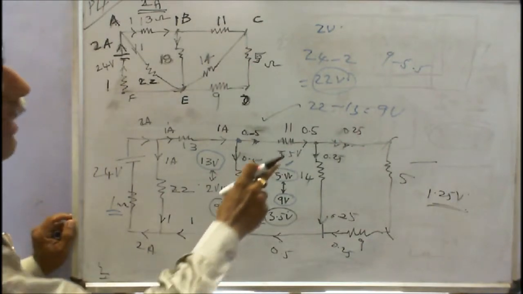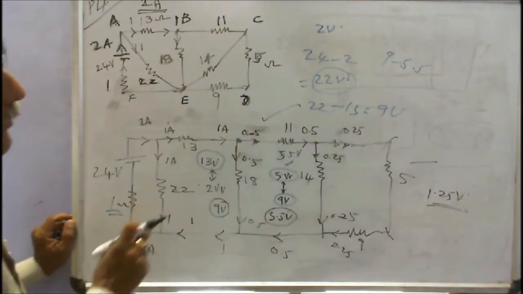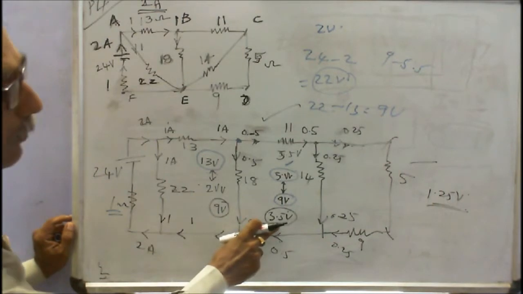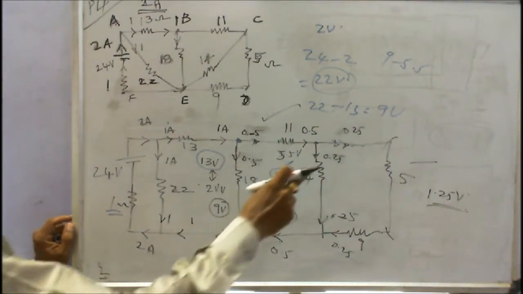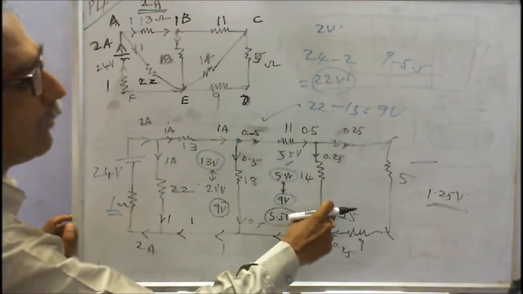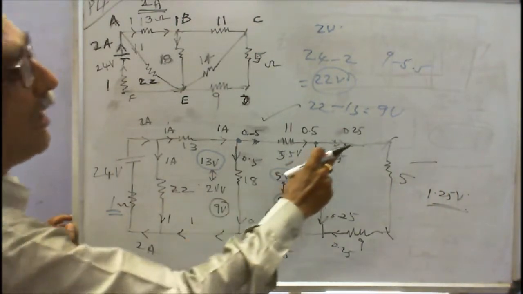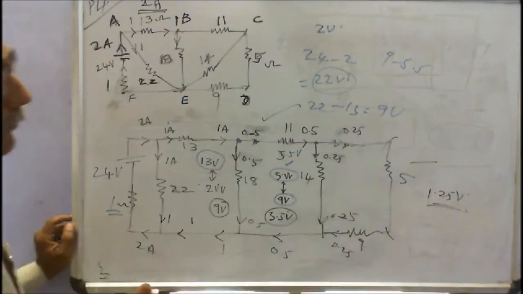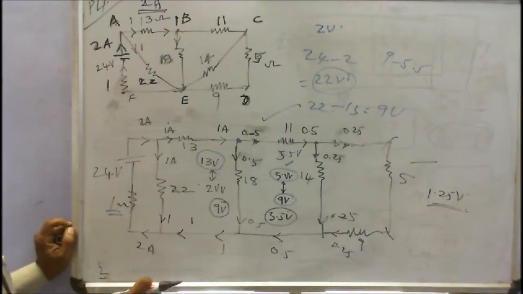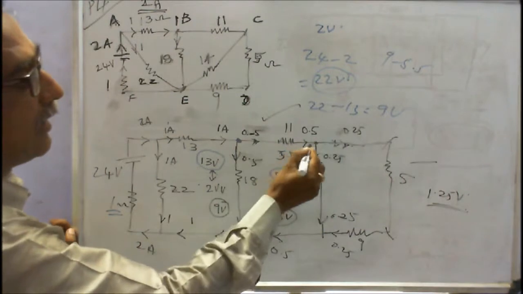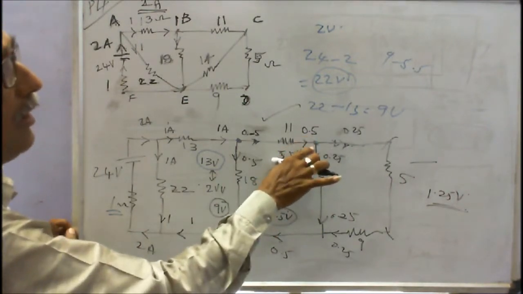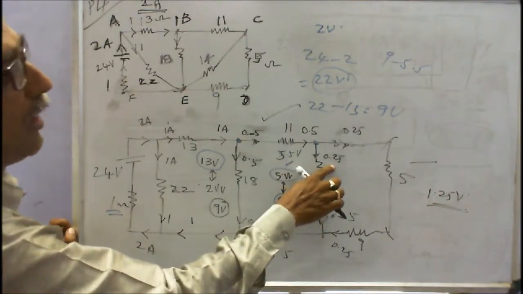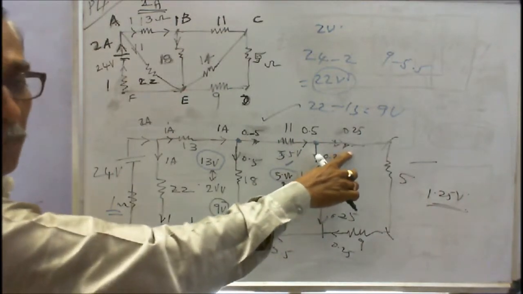Okay, here the current is 0.5. Therefore 3.5 divided by 14, you will get 0.25. This 0.25 goes in the 14 ohm resistance, and the remaining 0.25 goes to the 5 ohm resistor. Therefore, again I can check Kirchhoff's current law: 0.5 towards the junction, current leaving the junction is 0.25, and this also 0.25.